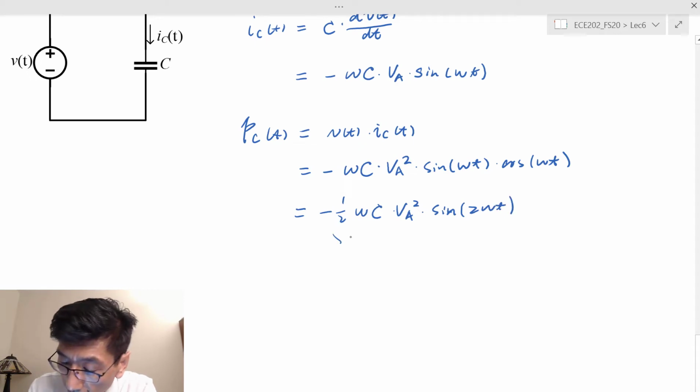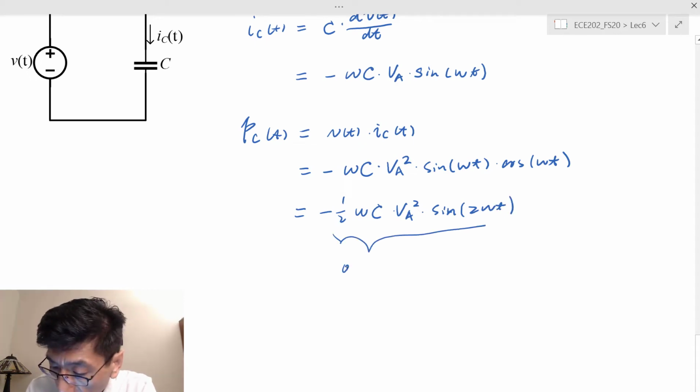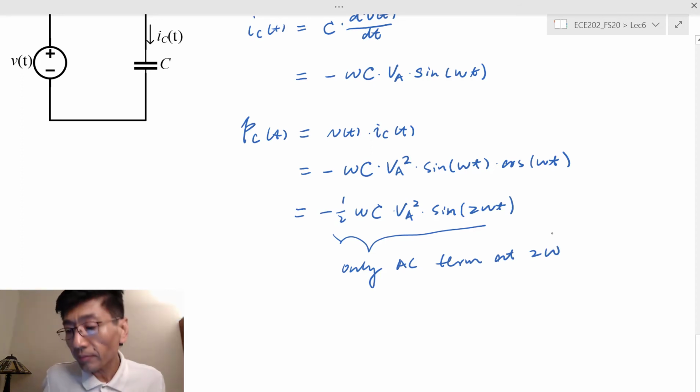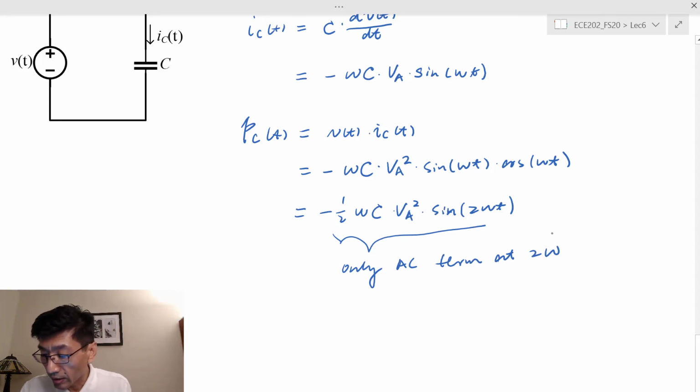So again here, this is only an AC term at the frequency of 2 times omega. Right, so that's for the instantaneous power. So next we're going to look at the average power.